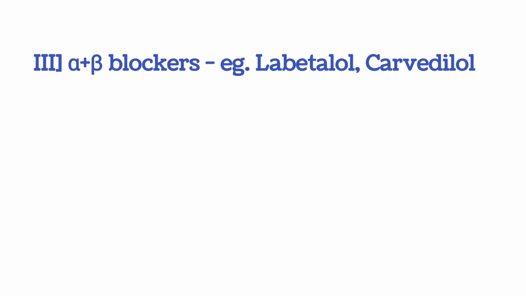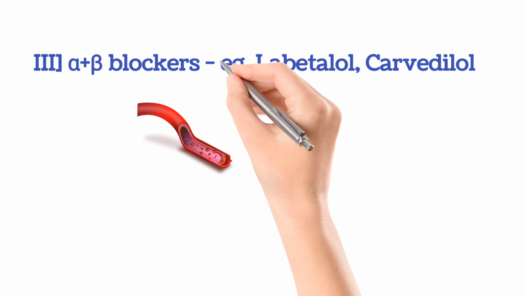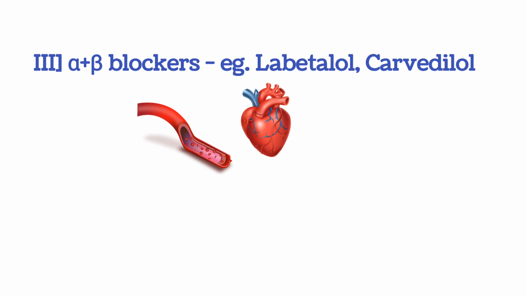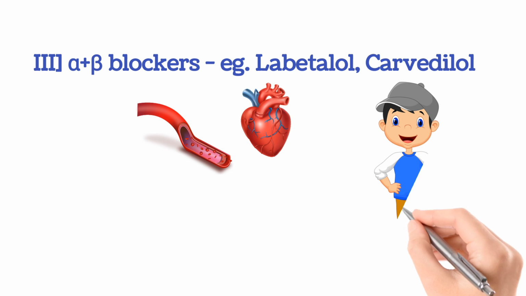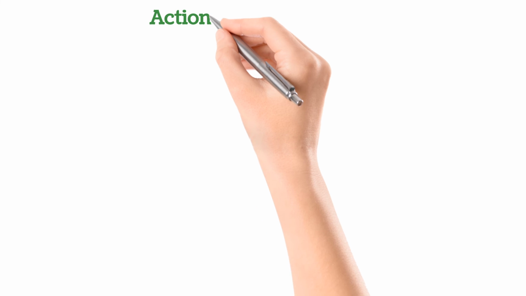And one more, the third class, is alpha and beta blockers. Both they block. Examples are labetalol and carvedilol. It blocks alpha receptors in blood vessels to cause dilatation, and it causes blockage of beta 1 receptor as well to reduce the force of contraction, heart rate, blood pressure. Okay, so it is used in hypertension, we can say over here. And the last part of this video is action and application.